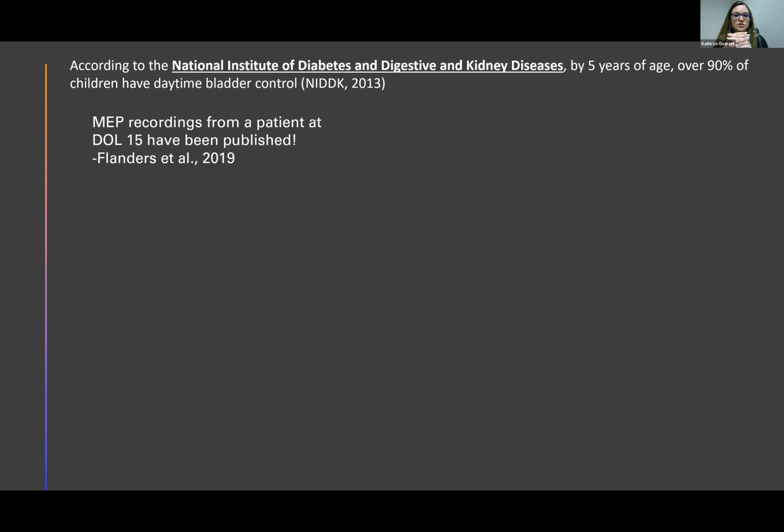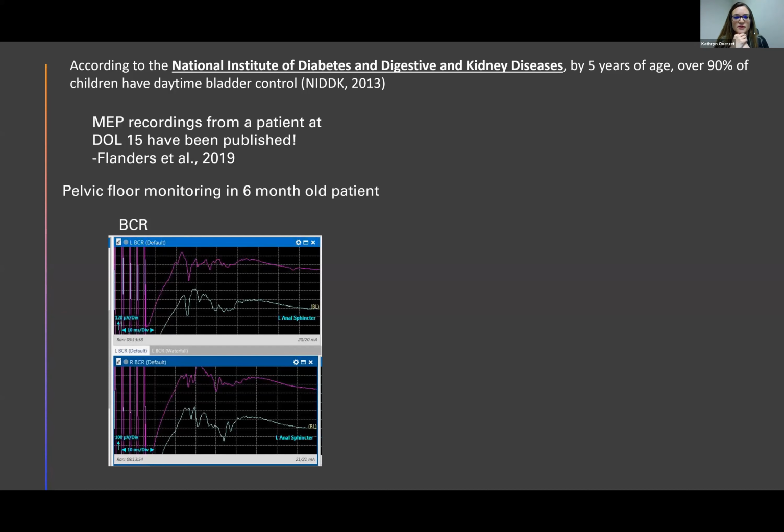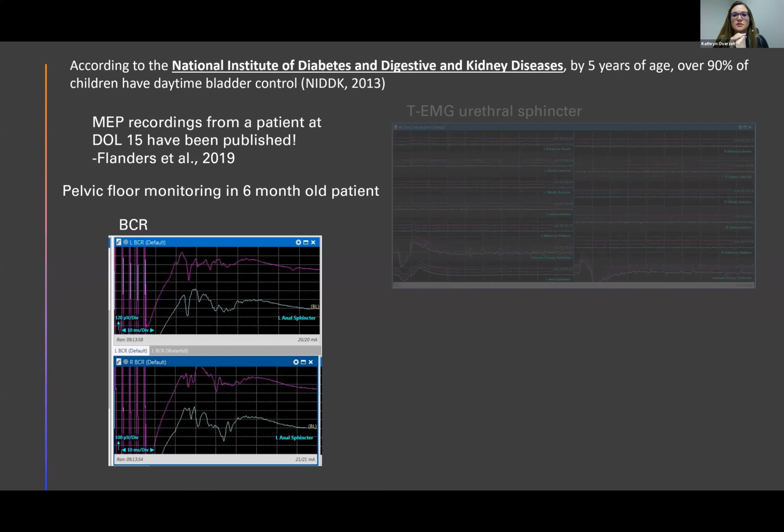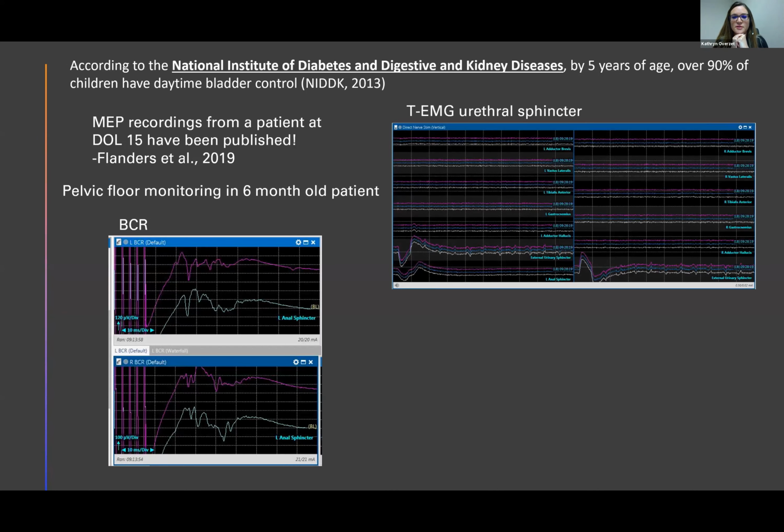And motor evoked potential recordings have been published in a baby at 15 days of life. This isn't pelvic floor, but just from the limbs. I'm going to show you some pictures of pelvic floor monitoring in a 6-month-old patient that I recorded. Beautiful BCR responses. Gorgeous triggered EMG urethral sphincter responses from this patient using the smallest catheter size.